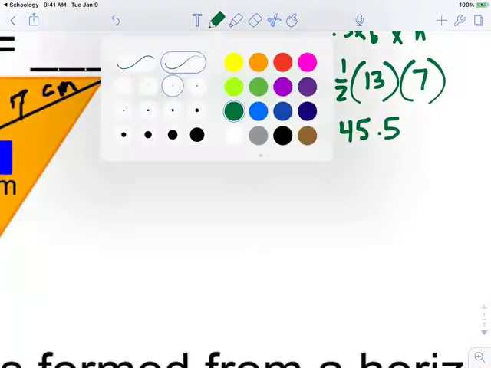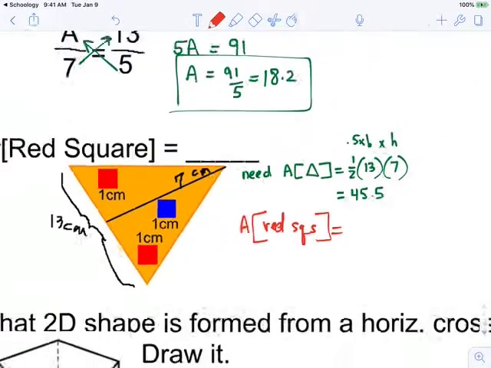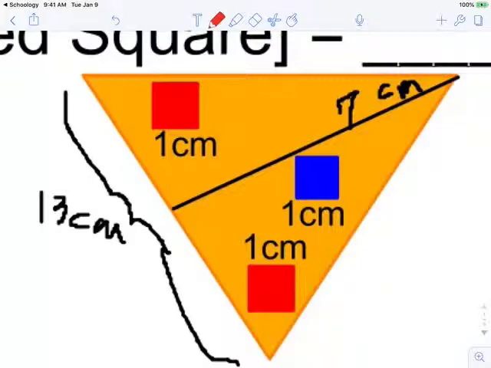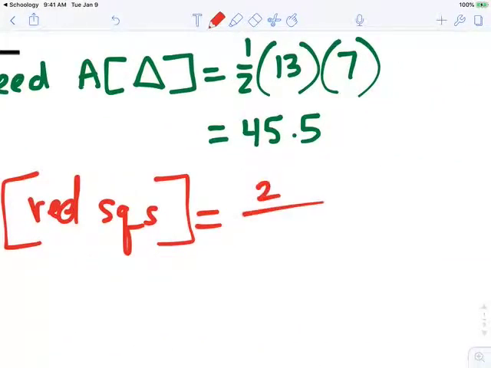Now we should also calculate what? Area of the red squares. And do we even need to worry about the blue squares? No. So just calculate the area of the red squares. Well, those are easy. What's the area of a square? Base times height. Side times side. So side times side, 1 times 1. So that one is just 1. So the area, 1 plus 1 is 2. We got 2 divided by 45.5.